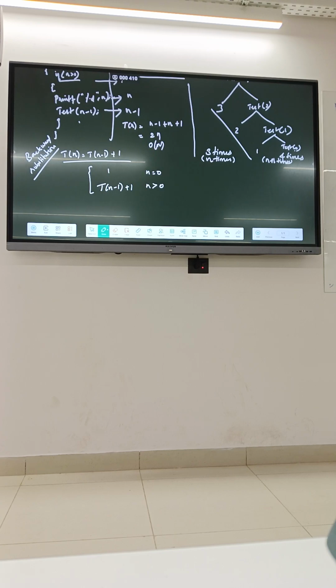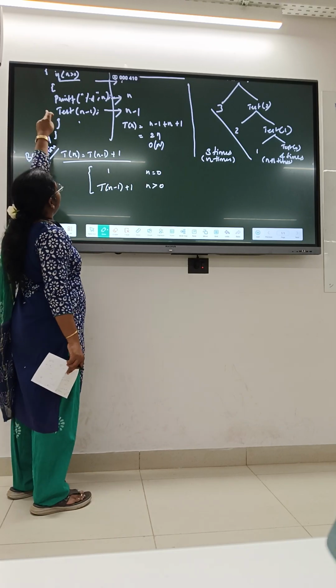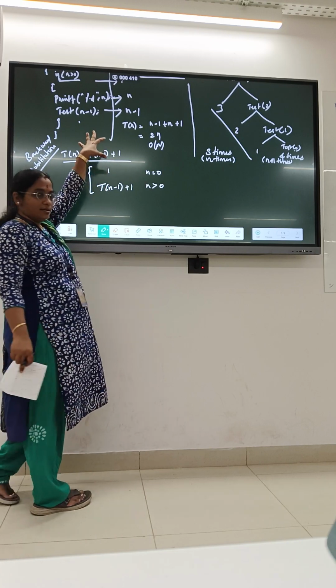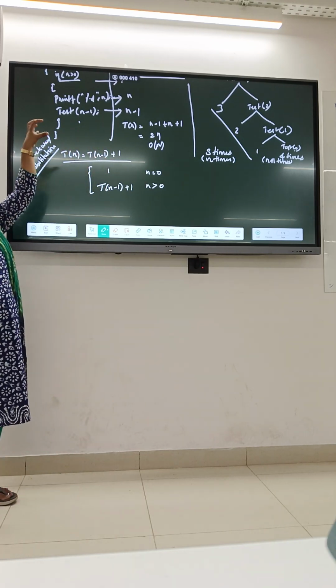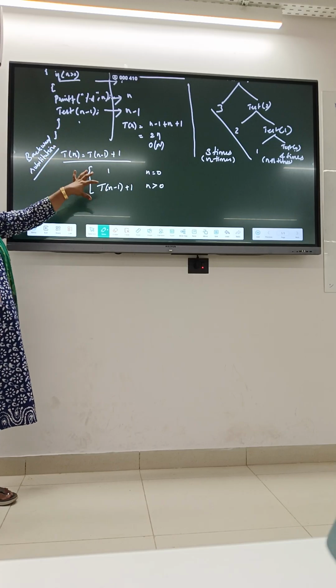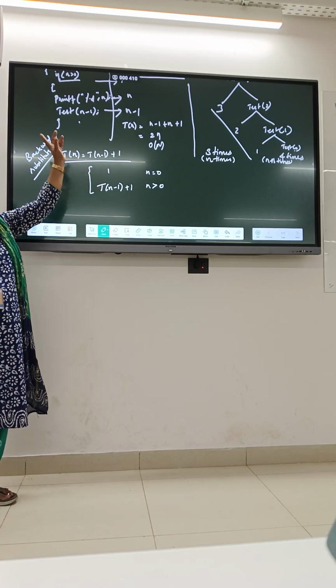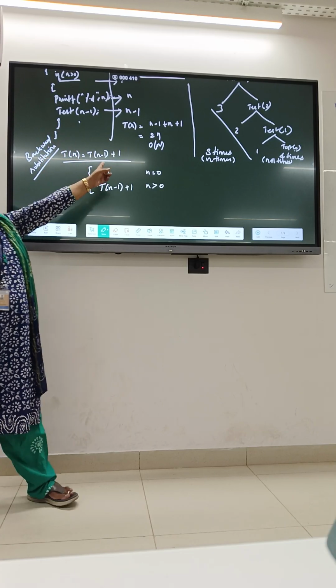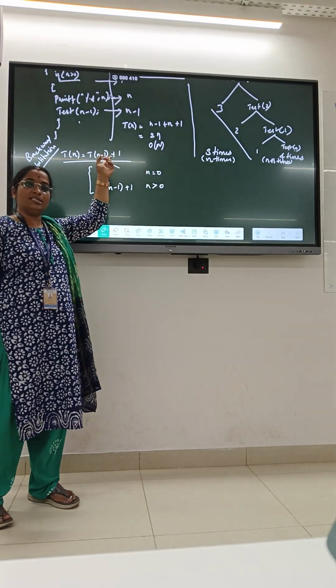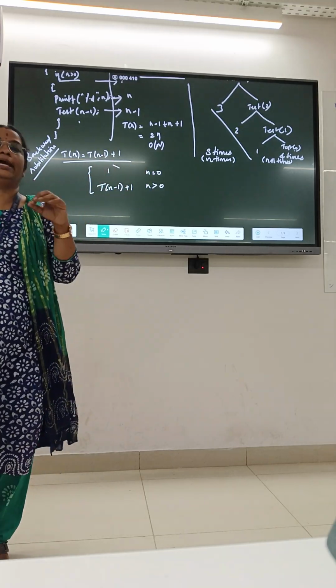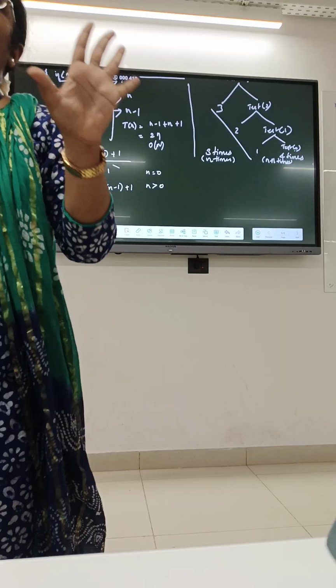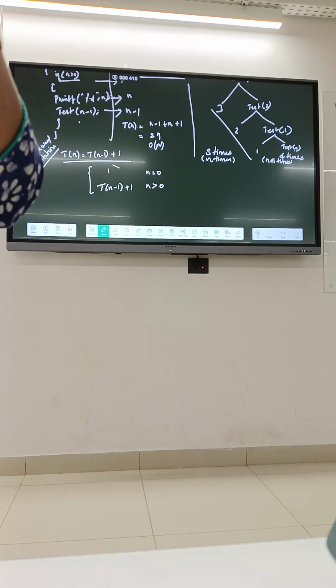Whatever the T of n value that arrives for you, with that you have to write the condition. T of n minus 1 plus 1 is the function you have arrived at, when n is greater than 0. When n is equal to 0, it is a constant time. You won't take the 0 value, you will always be taking 1. Right? Okay.